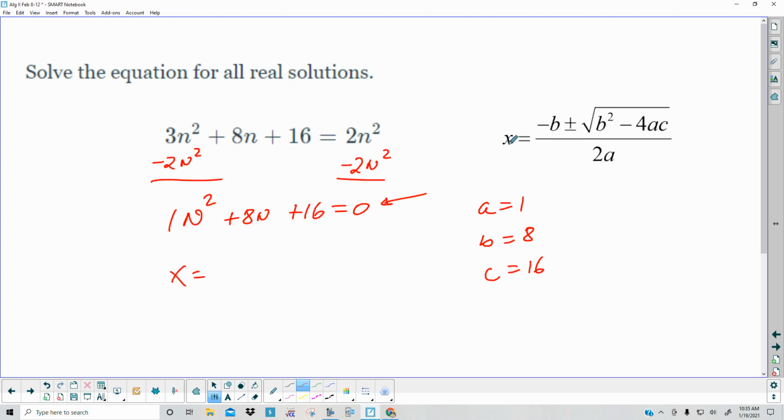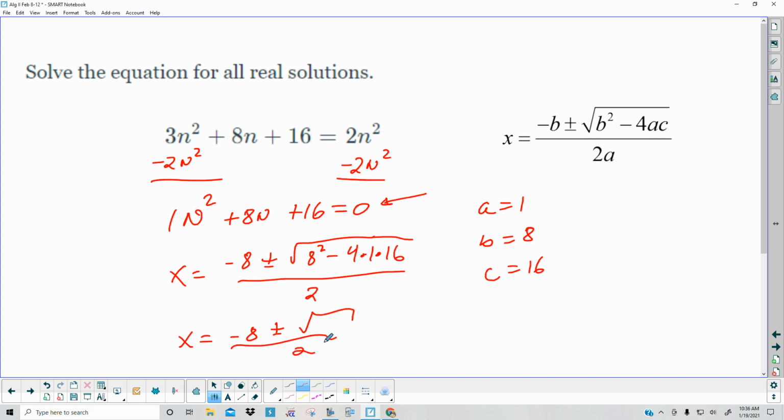So x is equal to opposite of b, so negative 8 plus or minus the square root of b squared, b is 8, minus 4 times a times c, all over twice a. Twice a would be 2. So x is equal to negative 8 plus or minus all the stuff over 2. And I'm going to type in the 8 squared minus 4 times 1 times 16, which gives you 0.